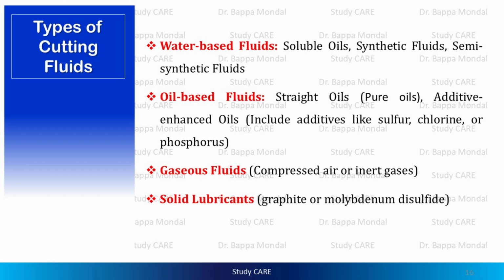Examples: water-based fluids, soluble oils, synthetic fluids, semi-synthetic fluids. Oil-based fluids, straight oils, pure oils, additive-enhanced oils, include additives like sulfur, chlorine, or phosphorus. Gaseous fluids, compressed air or inert gases. Solid lubricants, graphite or molybdenum disulfide.